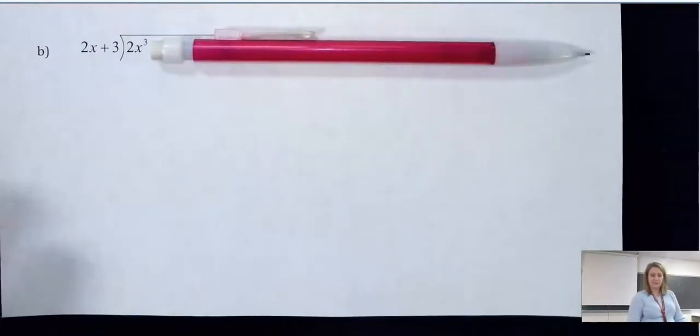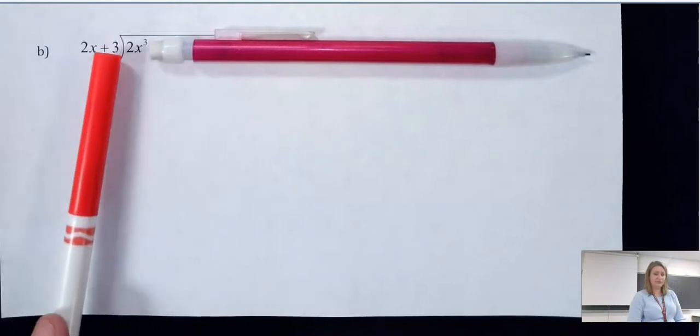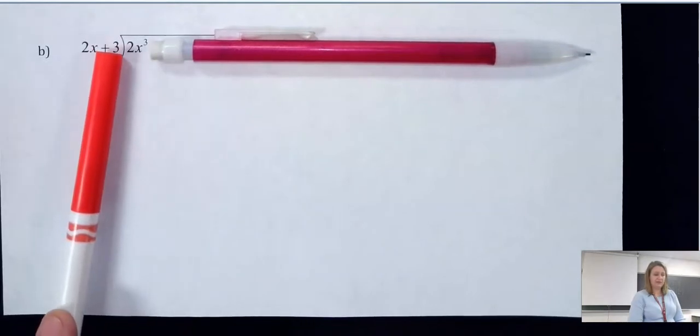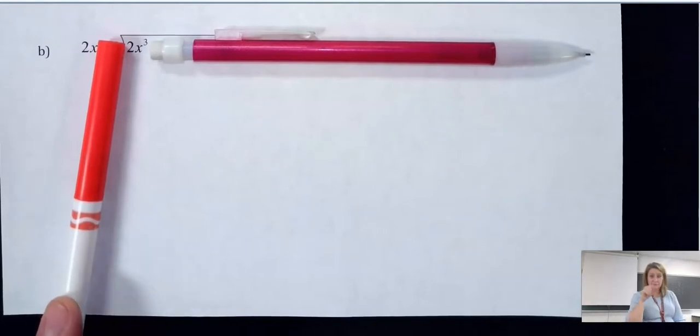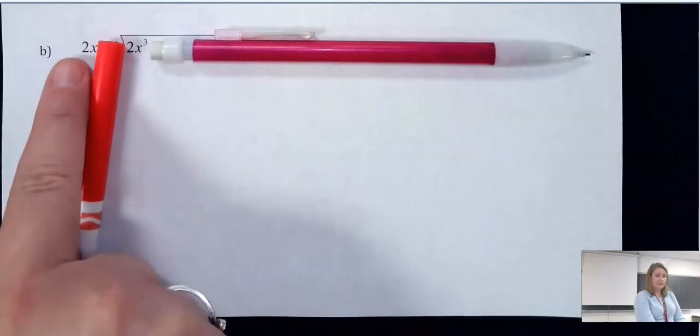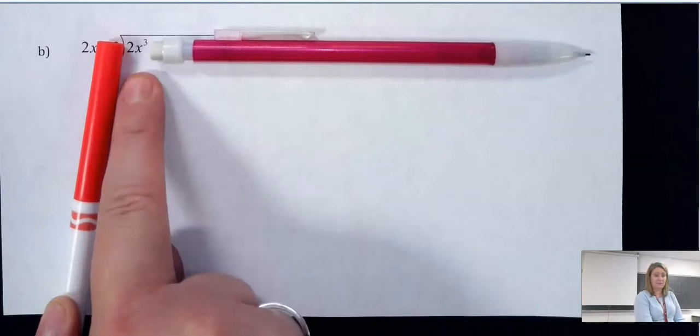All right, so this one, I'm going to look at that first term, which is 2x cubed in the polynomial under the division sign, and I'm going to look at the 2x that's out in front, not the 3. The 3 is not involved except when you multiply. So say to yourself, what do I multiply 2x by to get 2x to the third?